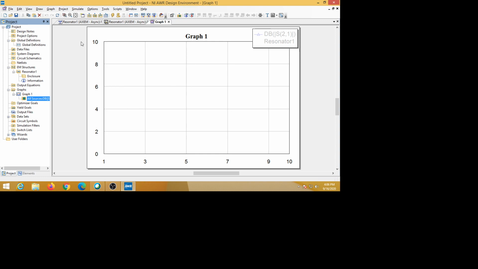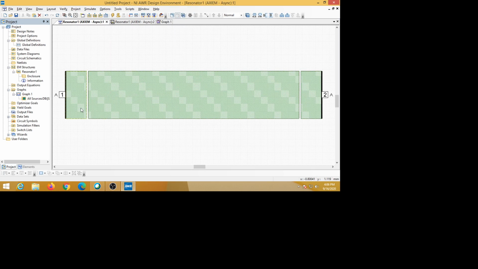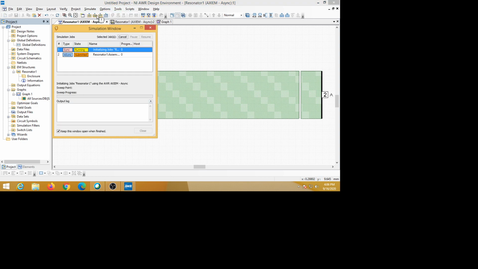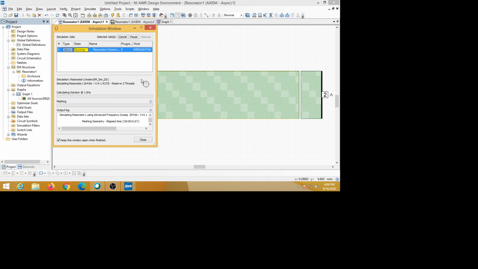After that you have to do the simulation. You have to send the analysis, so you go to simulator, analyze. This window comes here, and it is running. Once it finishes, you will get the result in the graph. Until the running finishes, wait. Then you should close this and you can see graph one. Now you see it finished. Close it here and see the graph.